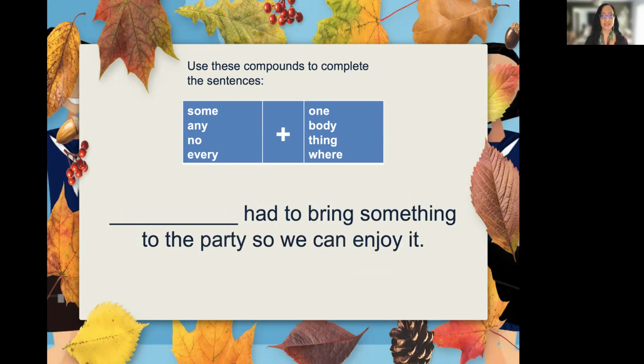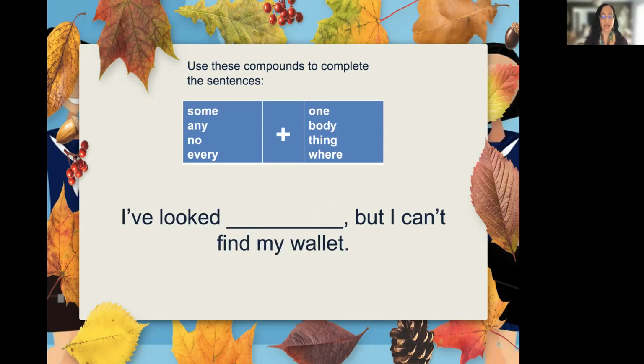Blank had to bring something to the party so we can enjoy it. Little tough here. What could it be? Everybody had to bring something to the party so we can enjoy it. Keyword: we. Okay. Got to get your clues from the sentences, the words in the sentences.